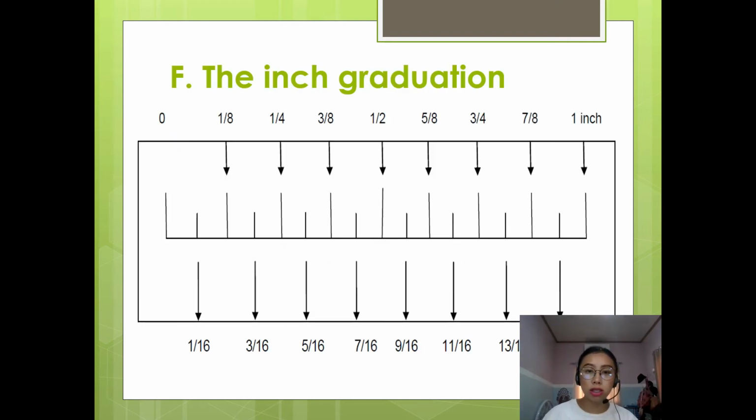Okay, next is the inch graduation. So how will you read the inch graduation? So the first line, that is 0. The shorter line next to 0 is 1/16. Then the next longer line is 1/8. And then 3/16, 1/4, 5/16, 3/8, 7/16, 1/2, 9/16, 5/8, 11/16, 3/4, and so on and so forth up to 1 inch. So that is how you read the inch graduation.